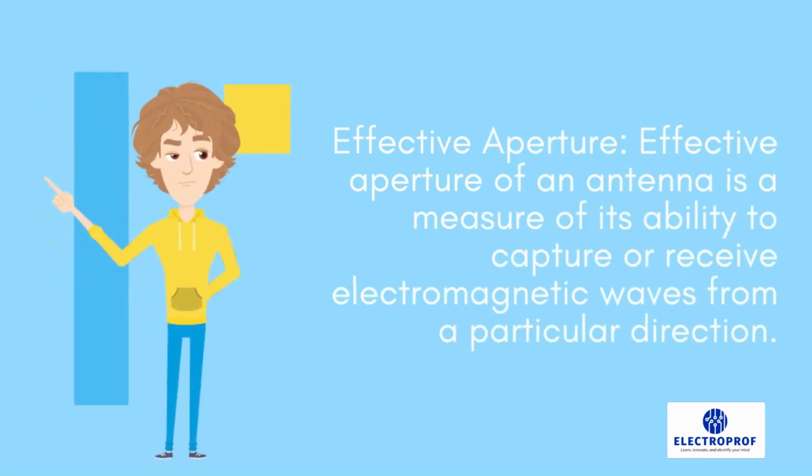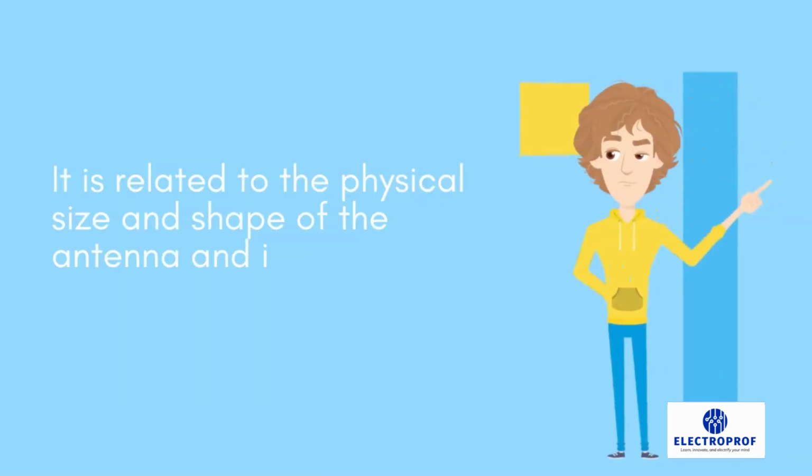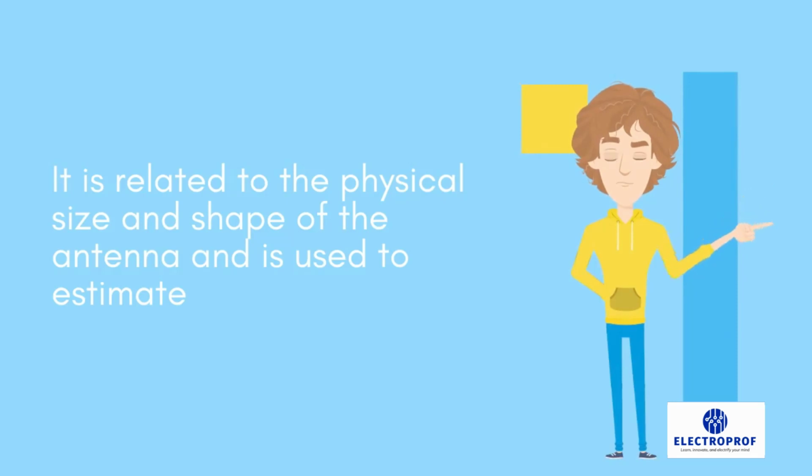Effective aperture. Effective aperture of an antenna is a measure of its ability to capture or receive electromagnetic waves from a particular direction. It is related to the physical size and shape of the antenna and is used to estimate.